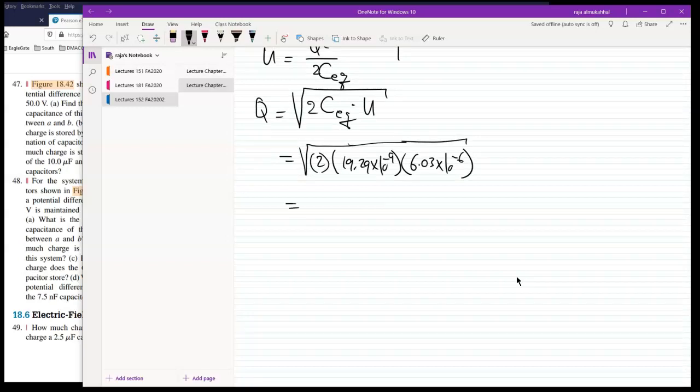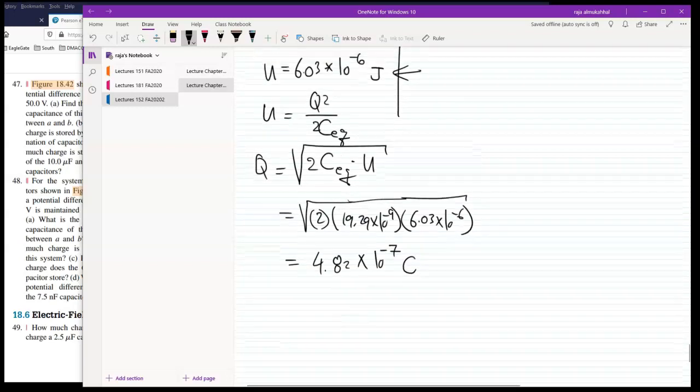Let me calculate very quickly. I hope you are working with me. So that's going to be 2 times 19.29 times 10 to the negative 9 times 6.03 times 10 to the negative 6. And then you take the square root of that, and I will get 4.82 times 10 to the negative 7 Coulomb.